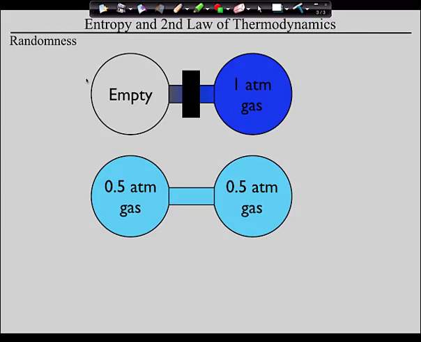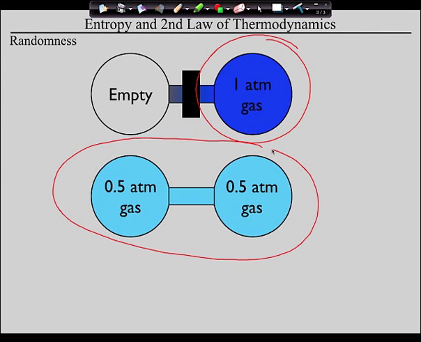Okay, now guys, let's talk about randomness. Which one is more random? And this is where microstates come in. Well guys, which one is more random? Is it more random to have this gas in this small space or to have the same amount of gas spread throughout a larger space? And guys, the answer is spread throughout the larger space.